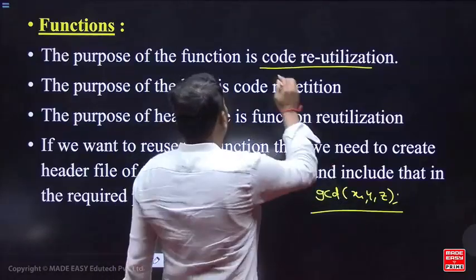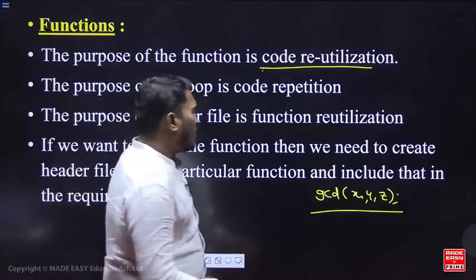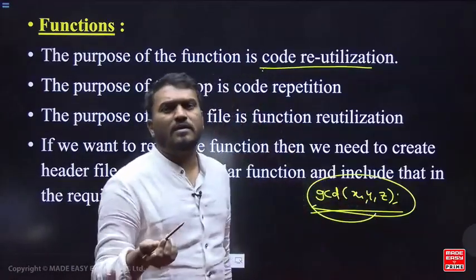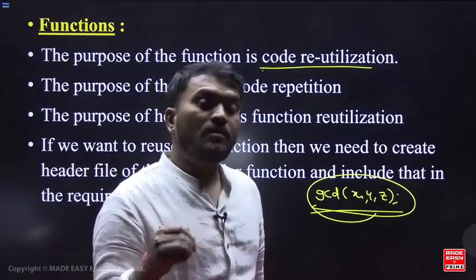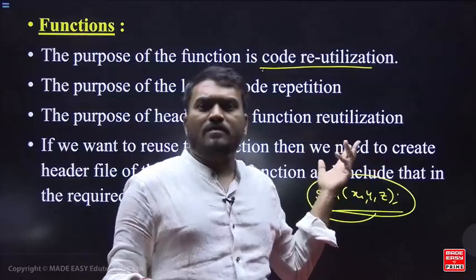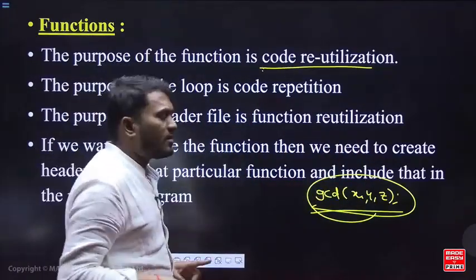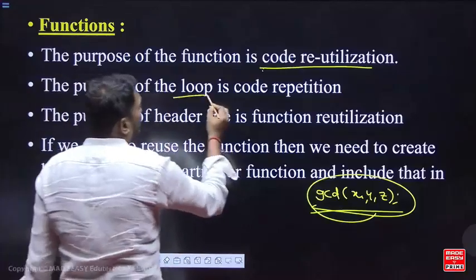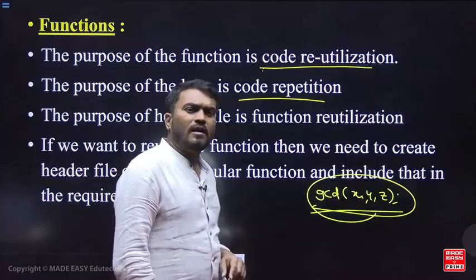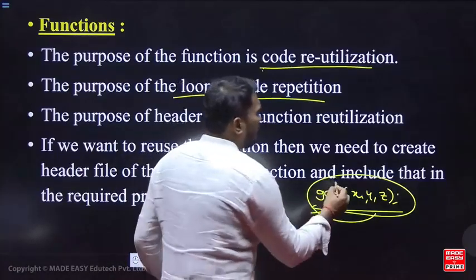So the purpose of the function is code reutilization. You write the code of this function only one time, and wherever you want to use it, you can simply call that function. Next, the purpose of the loop is what? Code repetition. Remember, if I want to call the same function 100 times, you can use a simple for loop.